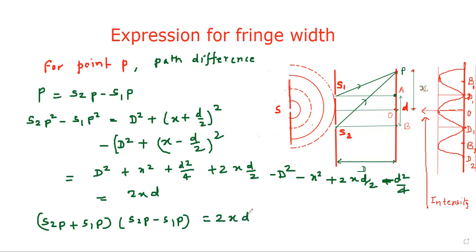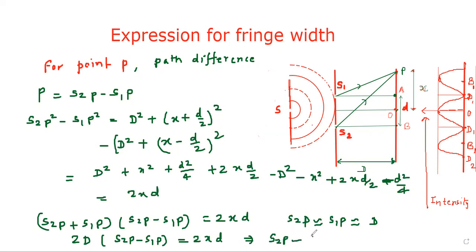Here we make some assumptions. We assume that S2P is roughly equal to S1P is roughly equal to capital D. Capital D is the separation, this separation. Now, this will become 2D times S2P minus S1P equal to 2xd, which gives S2P minus S1P equal to x small d divided by capital D. So this is equal to the path difference.